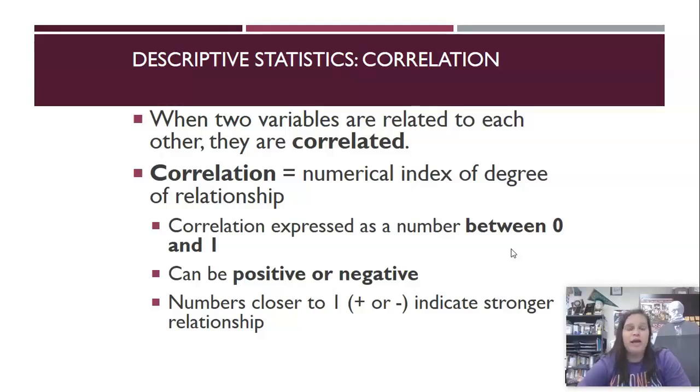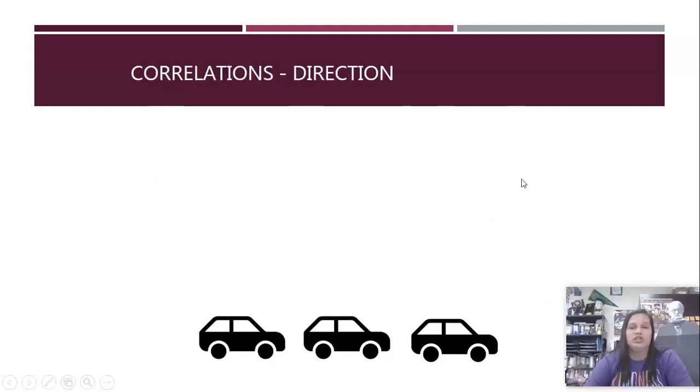We can measure how much they are correlated with a numerical index of their degree of relationship. It is always going to be expressed as a number between 0 and 1, and that includes 0 and -1, but it will never be above 1 or -1. We can say a correlation is positive or negative, and we don't mean good or bad, we just mean the direction of the relationship. But generally, if it is closer to 0, it is a weak relationship, and if it is closer to 1 or -1, it's a stronger relationship.